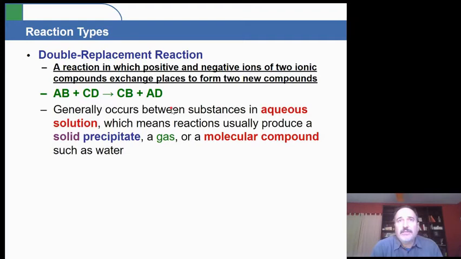Now this generally occurs between substances in aqueous solution. All right, remember I talked about this before.